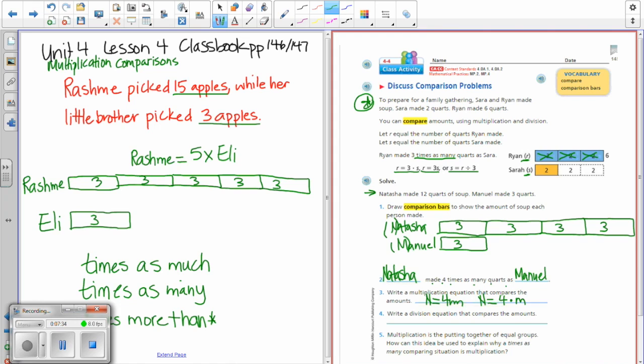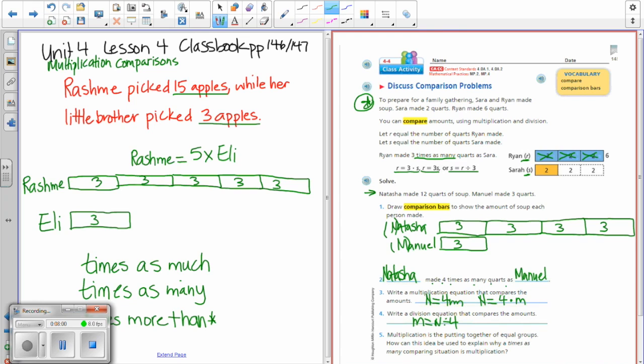Now, if I was doing a division equation, I would say M equals N divided by 4. Because Natasha is 12, 12 divided by 4 is going to give me the 3 that I need.